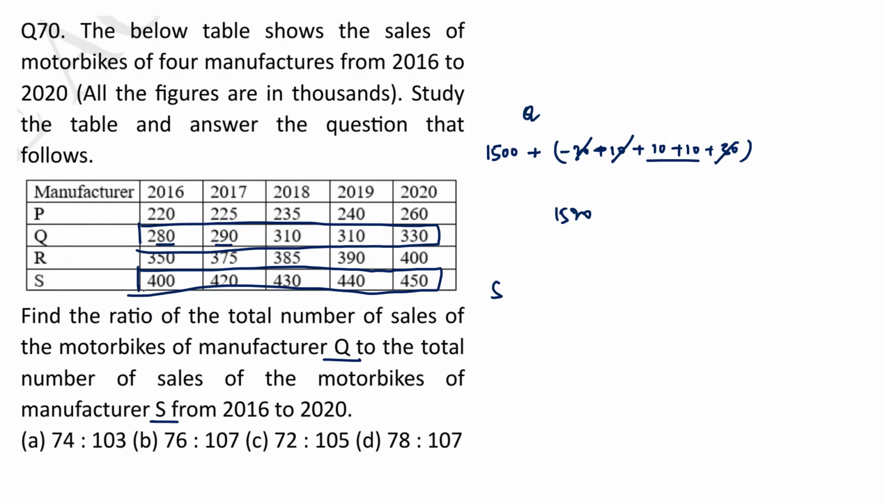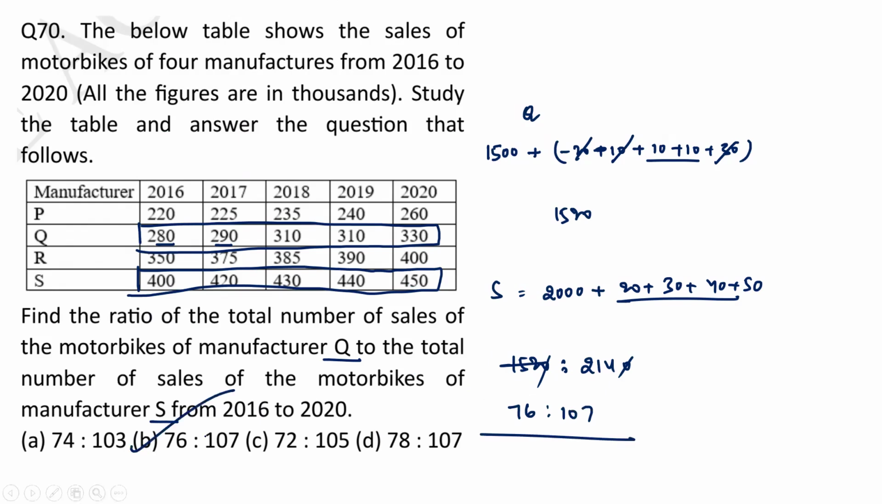And look at S. If I assume all of them are 400, 400 means it is 2000. I have taken 400 five times. Additionally, you have 20, 30, 40 and 50, so it is some 140. So 1520 is one thing, 2140 is another thing. The 00 cancel. Then you can cancel simply in the two tables: 76 into 2107. Answer is 76 into 107.